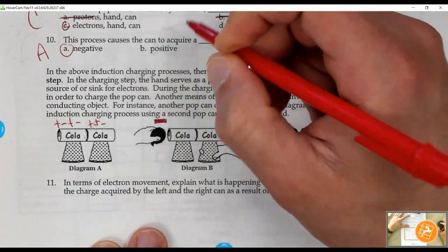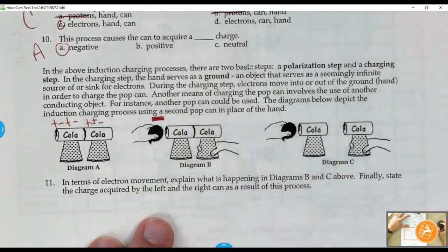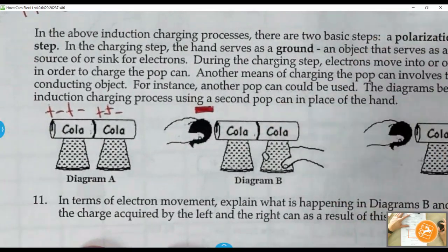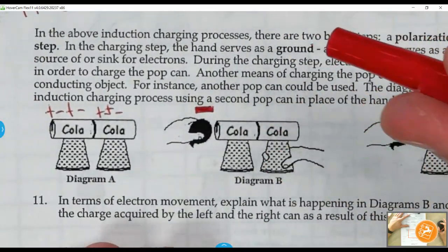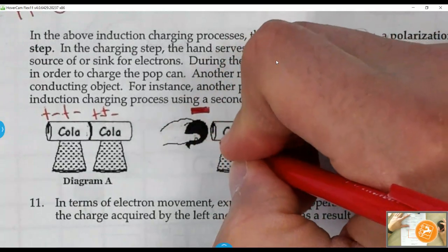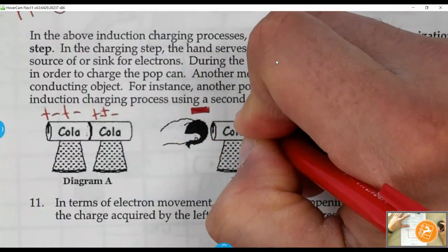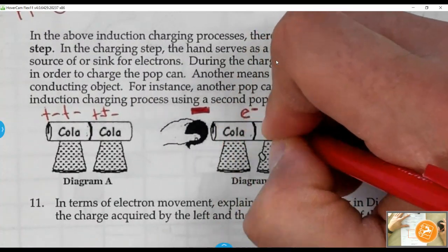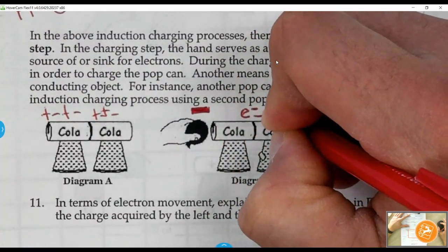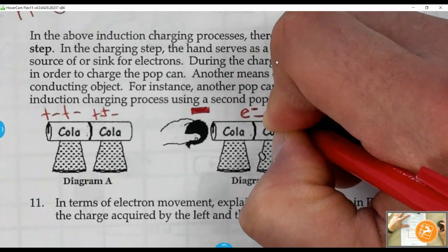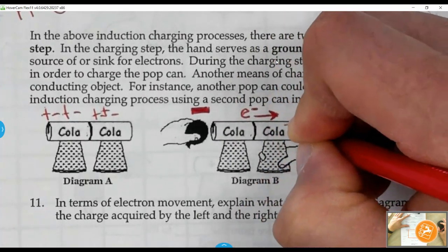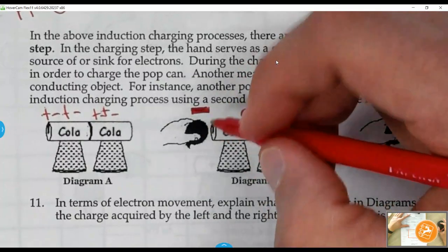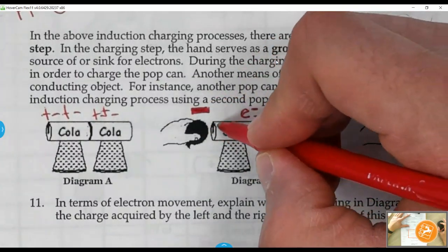If we bring in a negatively charged balloon, what are the electrons going to want to do? Are they going to want to move towards the negative or away? Good, because like charges repel. So since the electrons don't like this, electrons from this side are all going to go and try and basically stockpile as much as they can over this way, which would leave the left soda can what kind of charge overall?